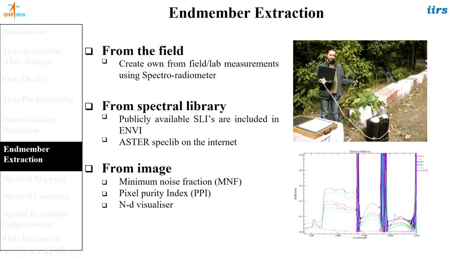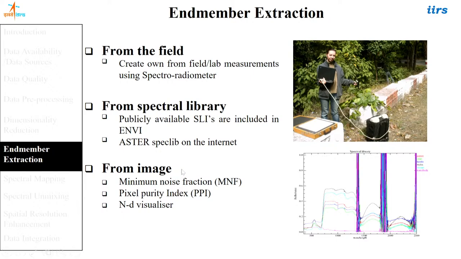Now coming to the extraction of end members. How do we extract end members? Normally you can go to the field with your spectroradiometer and create your own field or lab measurements. You can bring samples from the field and measure the spectral reflectance curve with these instruments. This is one instrument, the spectroradiometer. I will tell you how it collects the data. The second option is to use a spectral library already collected or prepared by different laboratories. In ENVI software, publicly available spectral libraries are there. The ASTER spectral library is also available on the internet. The USGS spectral library is also there.